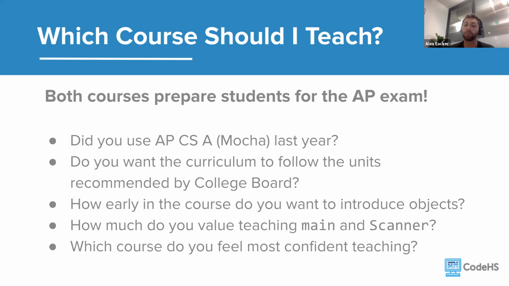If you really want the curriculum to follow the unit recommendations by College Board, then you might want to do the AP CSA Nitro course. As Evelyn had mentioned, the College Board has created a series of unit tests or questions at the end of each unit. Those unit questions directly relate to the units recommended by College Board. So if you plan on utilizing any of those questions, it would make most sense to follow the actual unit recommendations, so that way the questions are aligned with the content that students are learning at that time.